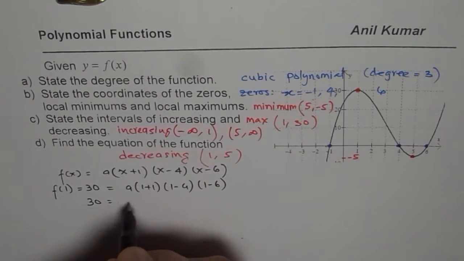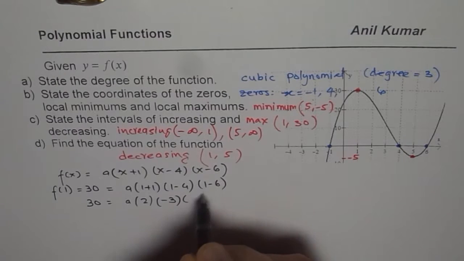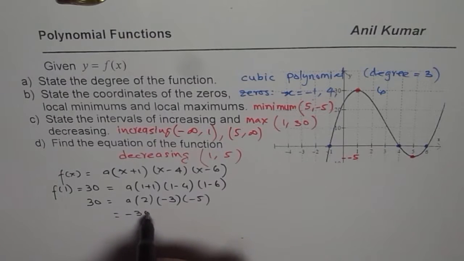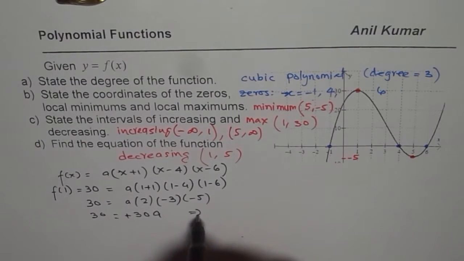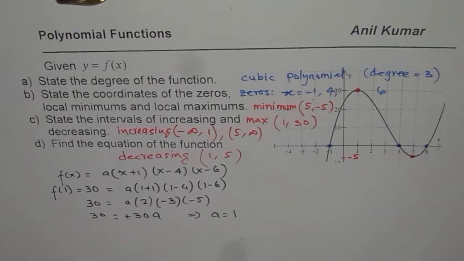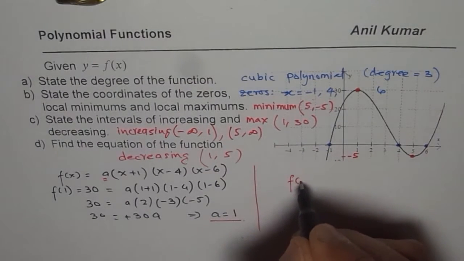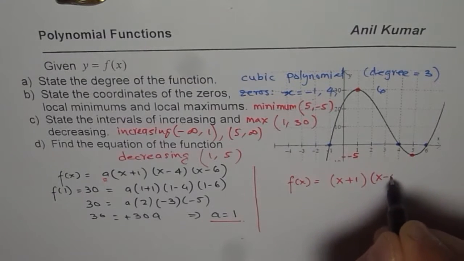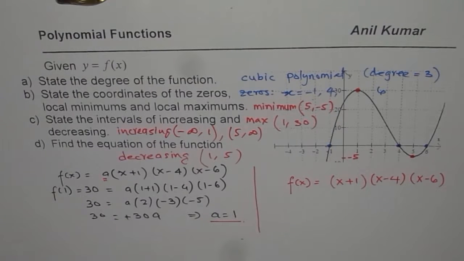So 30 equals a times 1 plus 1 is 2, 1 minus 4 is minus 3, 1 minus 6 is minus 5. When you multiply these, 10 times 3 is 30, so you get 30 times a, since minus and minus becomes plus, equals 30. From here it implies that a is equal to 1. Since a is 1, we can write down our equation: f of x equals (x plus 1) times (x minus 4) times (x minus 6). That is how we can write the equation of this particular graph.